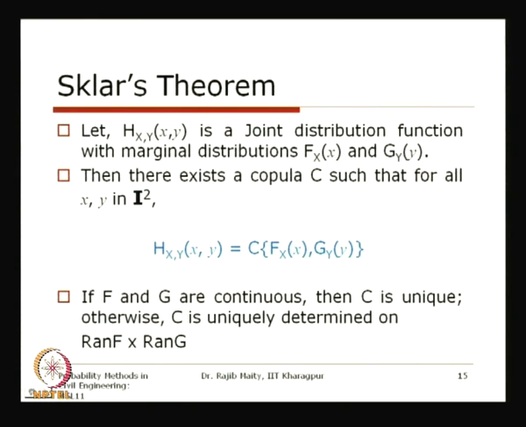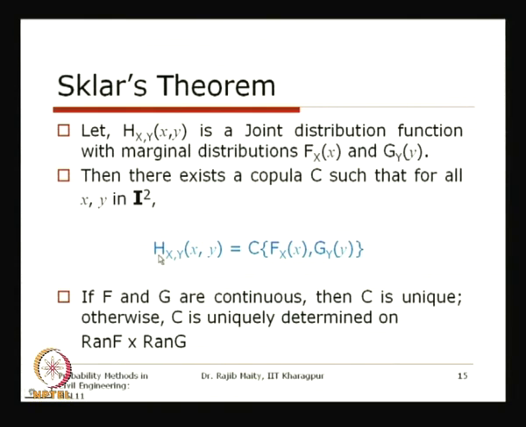Now, the Sklar theorem, which is the most important theorem in this theory of copulas, through which we can connect, or couple, their marginal distributions to get their joint distribution. Let H(x,y) be a joint distribution function with marginal distributions F(x) and G(y). Then there exists a copula C such that for all x, y in I square, you know what this I square is, we defined it earlier.